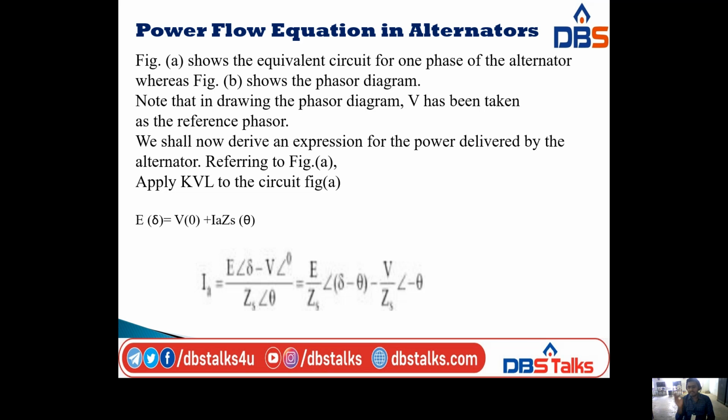Ia is equal to E by Zs at an angle of delta minus theta minus V by Zs at an angle of minus theta. This is the expression for the armature current.